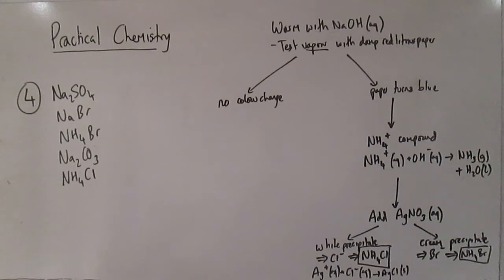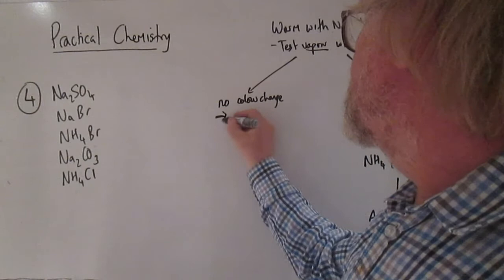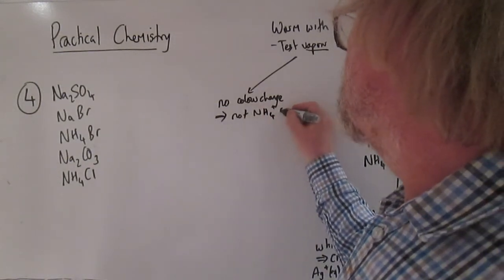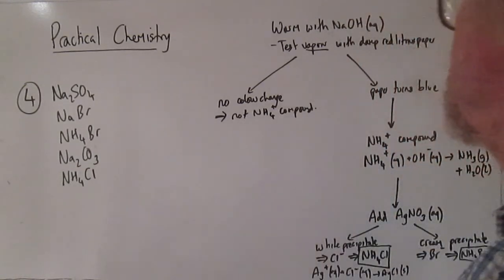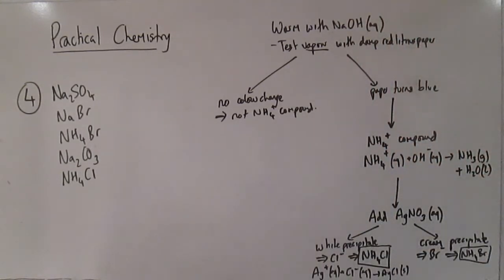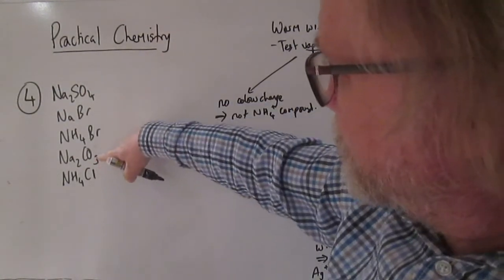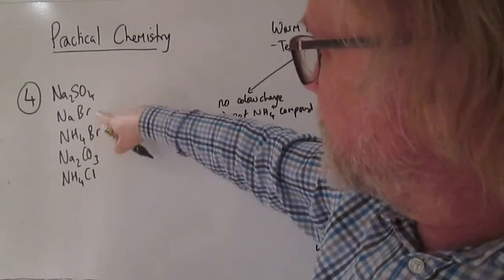Now we have to move over to this side and say, well, what if we didn't get any response with the ammonium ion test? Well, that tells you it's the sodium ions. So that one means that it's not an NH4+ compound. So what do you do next? Well, you think, what have we got? We've got a carbonate, we've got a sulfate, and we've got a bromide.